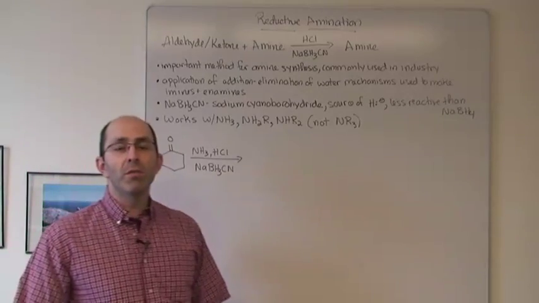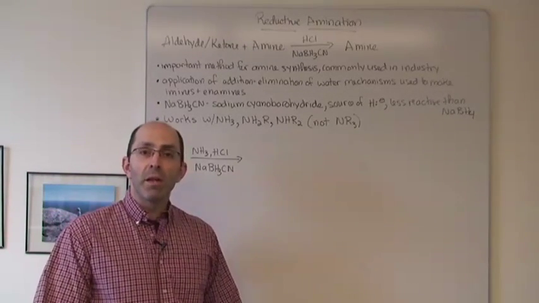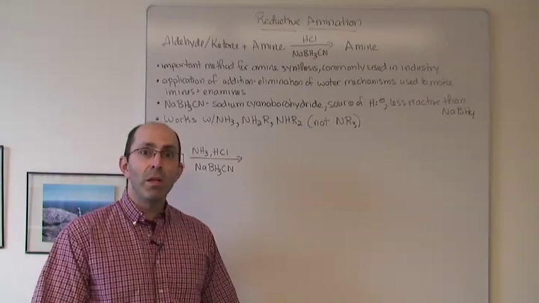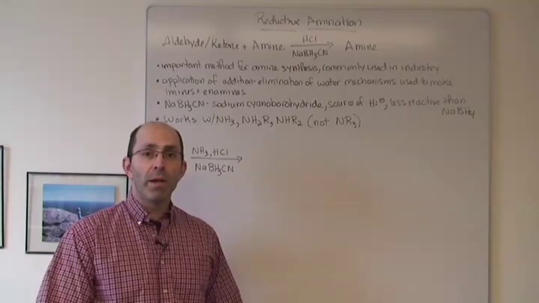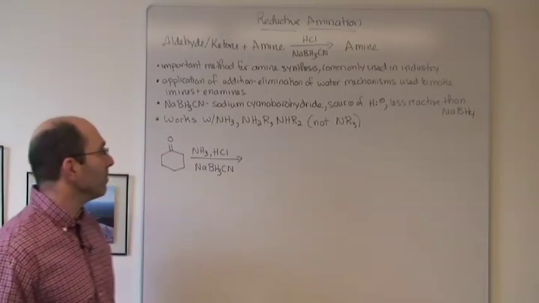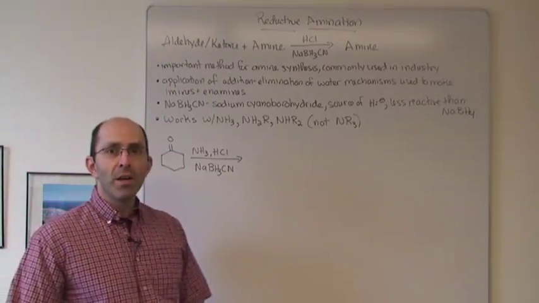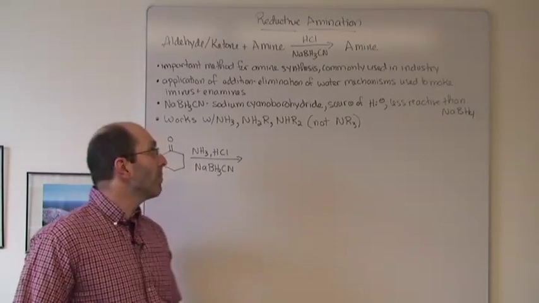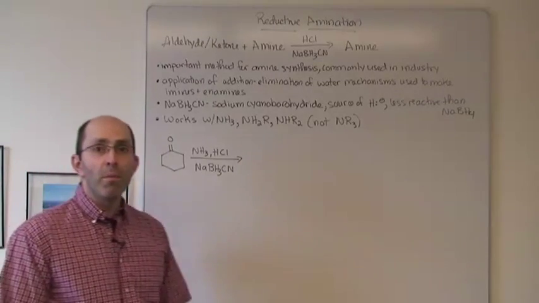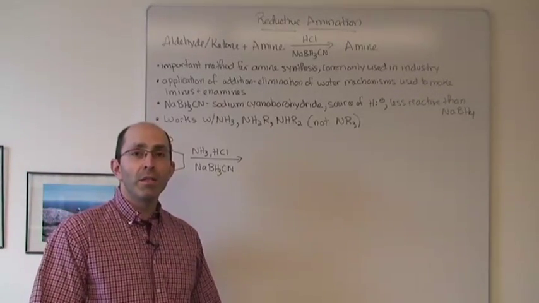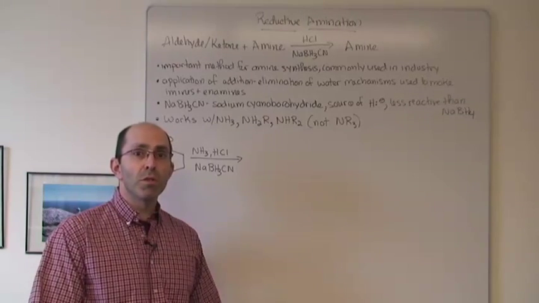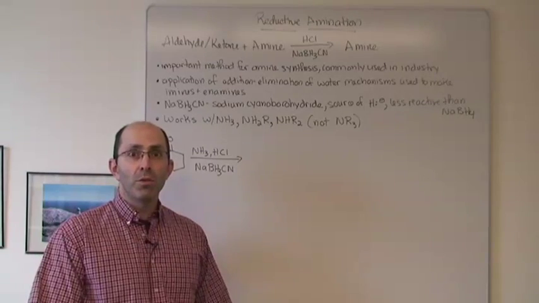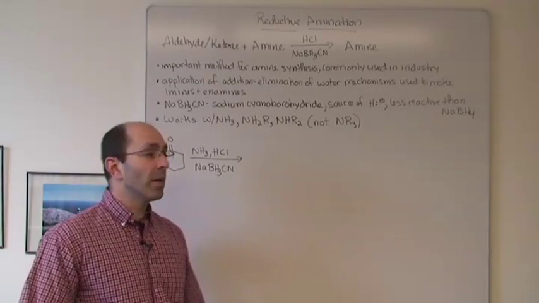Sodium cyanoborohydride is a very important reagent. It's a selective reagent. It does not react with ketones or aldehydes. It only reacts with the aminium-ion intermediate that we form in these mechanisms, and we'll see that in just a minute. It's very important to recognize this is a source of hydride, but it's less reactive than sodium borohydride. It works well with ammonia, primary amines, and secondary amines. So any of those sources of nitrogen will work in this reaction. Tertiary amines do not work. So it's only ammonia, primary amines, secondary amines.